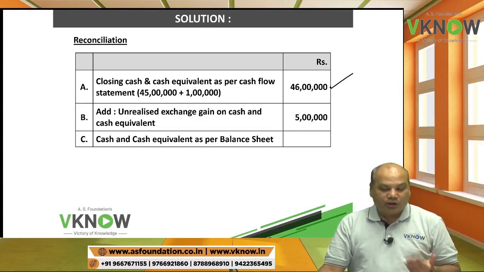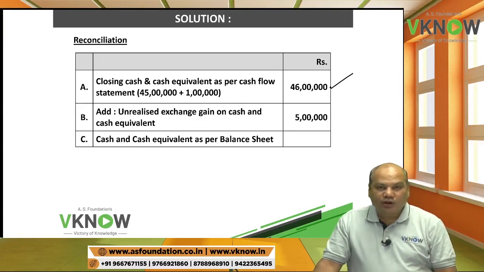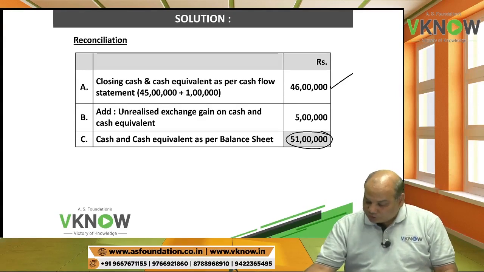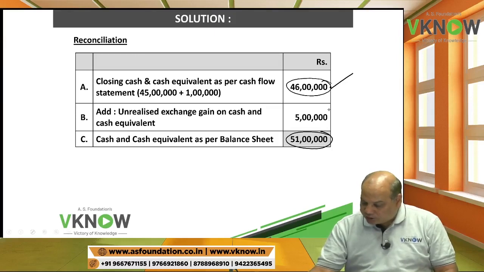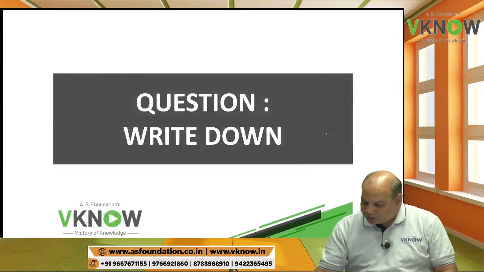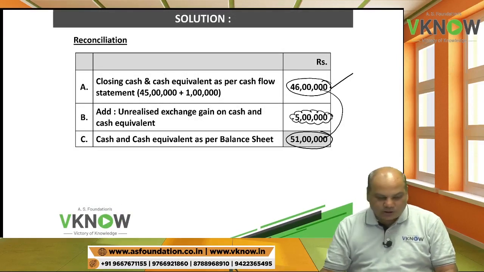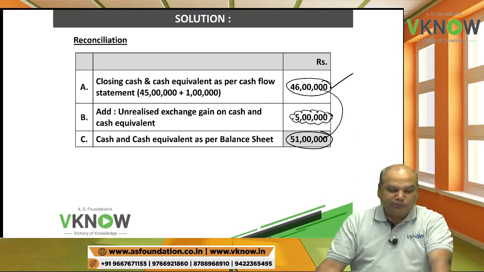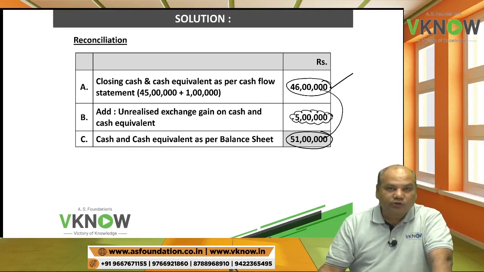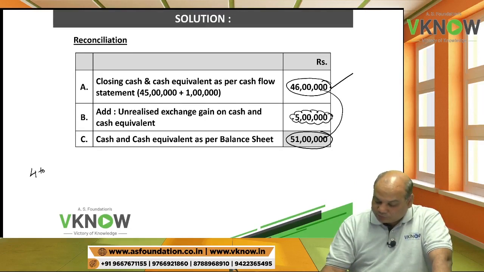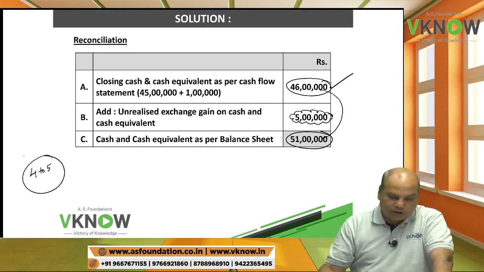Therefore, cash and cash equivalent as per balance sheet. This figure will tally with the balance sheet. So the shareholder can look at the reconciliation statement and understand the difference is because this is an unrealized item. Okay. So this is the answer of this question. It can be asked for 4 to 5 marks, right?